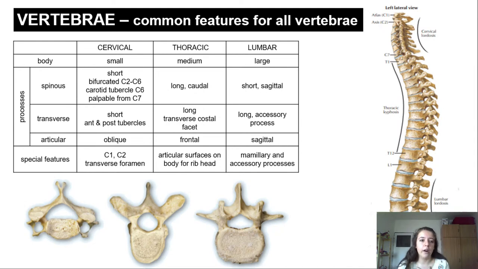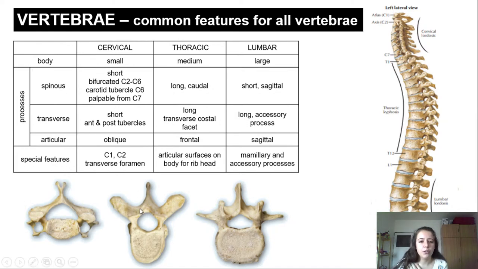The most recognizable one is the spinous process. So the spinous process here, here, and here. On the cervical vertebrae, it is short. It is bifurcated, which means it has two heads, two parts. It is bifurcated from C2 to C6, and C7 is the first one that is palpable. So when you're touching the skin covering the vertebral column, the first spinous process that you're going to feel is going to be C7. This is important for measurements and for injections and to calculate what you want to inject. Also here I mentioned the carotid tubercle, C6, but we'll talk about it a little bit later.